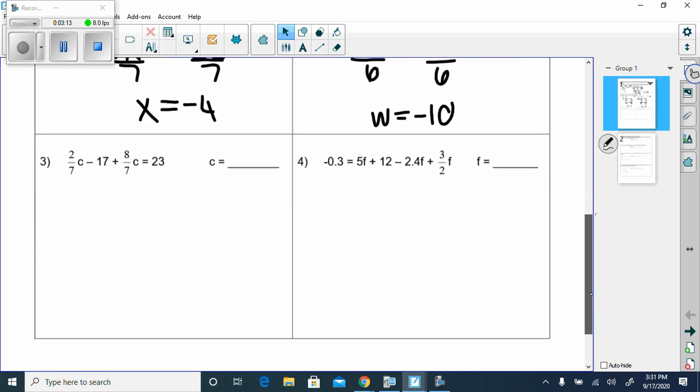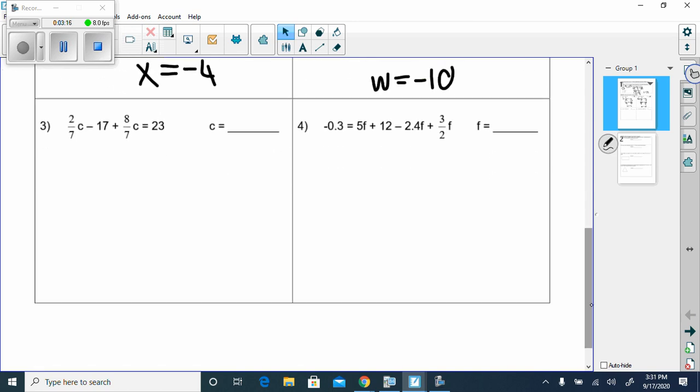And we got number 3. So what should I be combining on number 3? The 2 fractions. And now when we're adding fractions, we have to have a common denominator. Luckily, these already have that, so we don't have to worry about that. So really, all I have to do is add the tops, right? So 2 and 8 is going to give us 10, so I've got 10 over 7c minus 17 equals 23.